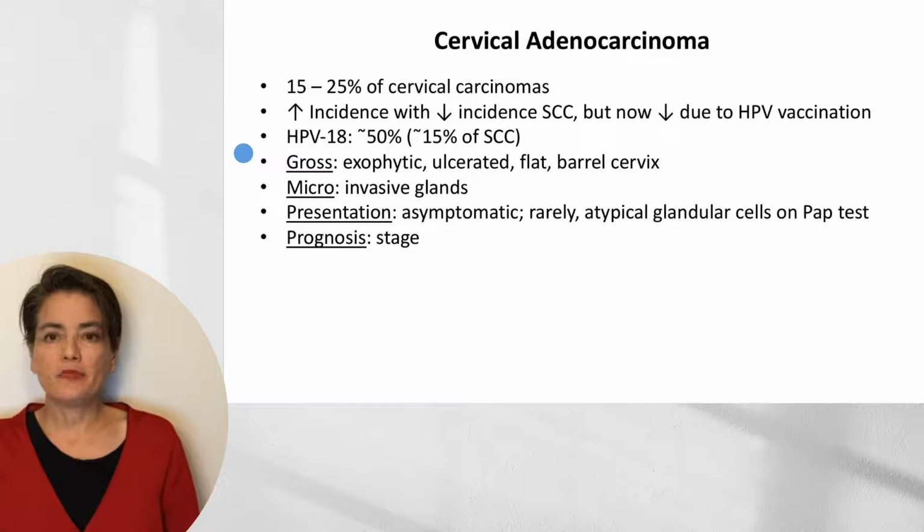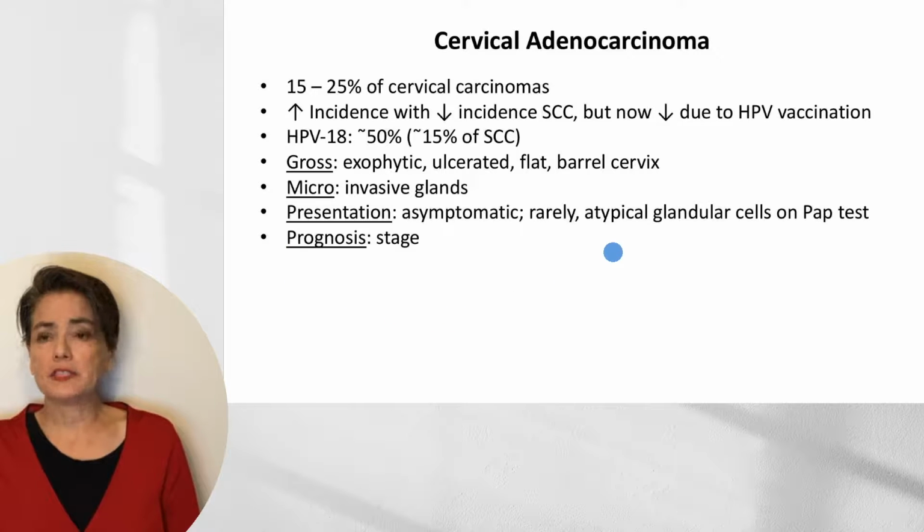As I mentioned, HPV 18 is more commonly associated with cervical adenocarcinoma, and the appearance can look very similar grossly to what we see with a squamous cell carcinoma, with either an exophytic or ulcerated lesion, and may also form a barrel cervix. In contrast to squamous cell carcinoma, we're going to see invasive glands. And as with squamous cell carcinoma, patients are usually asymptomatic. So again, they can present at very high stage disease, which is going to have an impact on their prognosis.